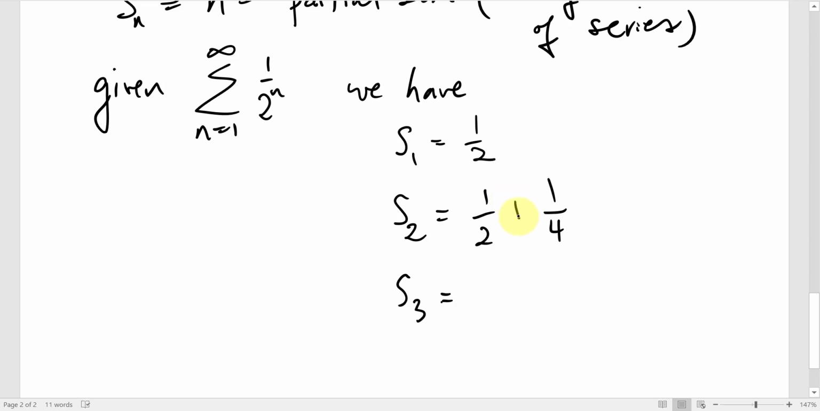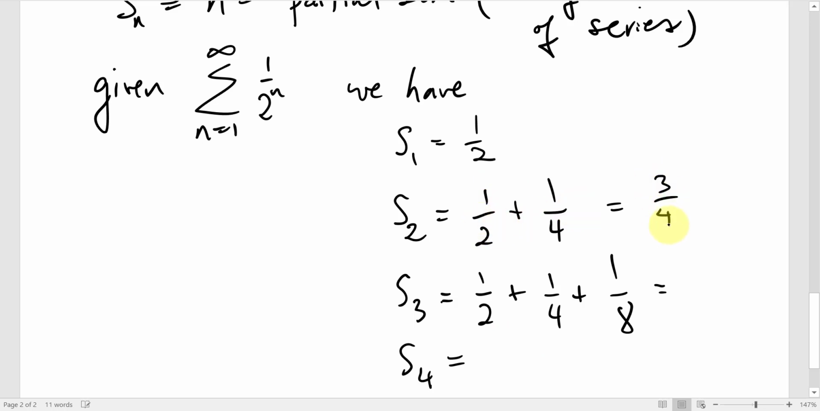S3 is the sum of the first 3 terms. Now, what's happening is that we're actually developing a sequence of partial sums. Right? So if you take 1/2 plus 1/4, you get 3/4. And if you add these guys, you're going to get 7/8.